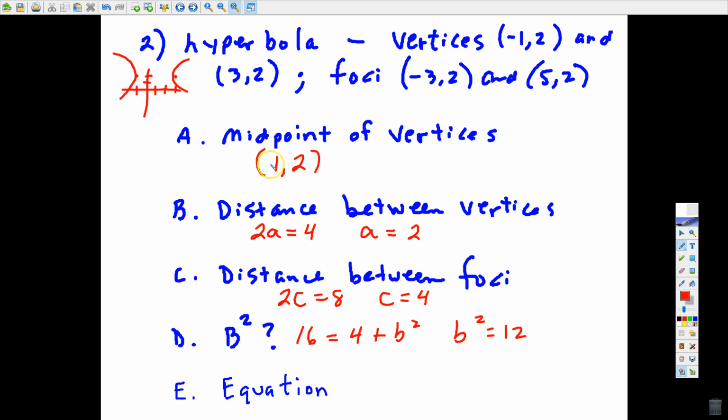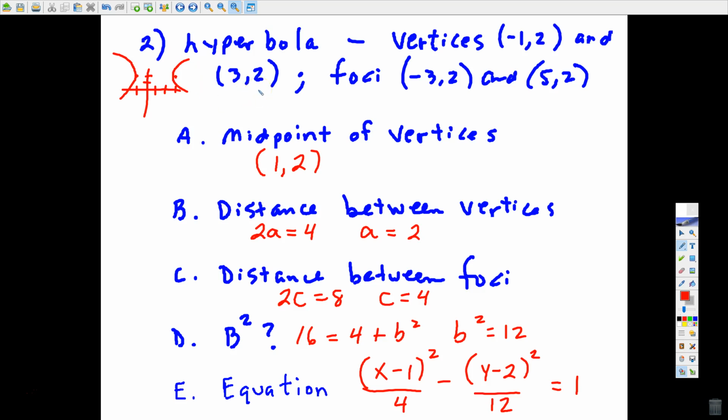So I pair up the x-coordinate of the midpoint, or you could think of that as the center, with x minus 1 quantity squared, minus, and now to put in the y-coordinate, y minus 2 quantity squared. Fill in a squared. a squared, of course, is 4. And we solve for b squared. We got 12 equals 1. So that is my equation. And that's what you're going to do on the set of problems 5 through 9.